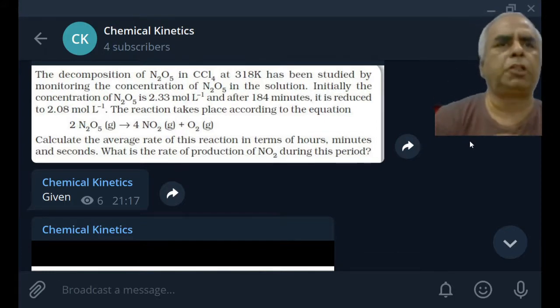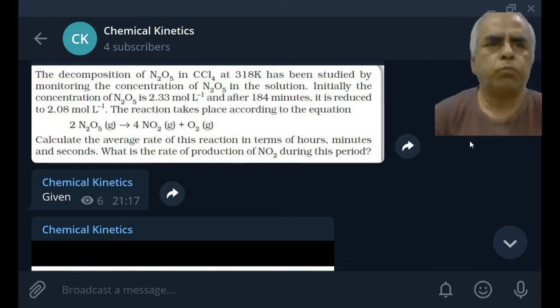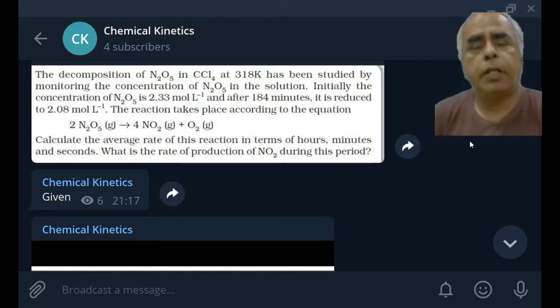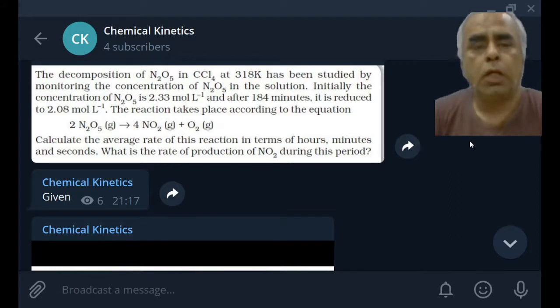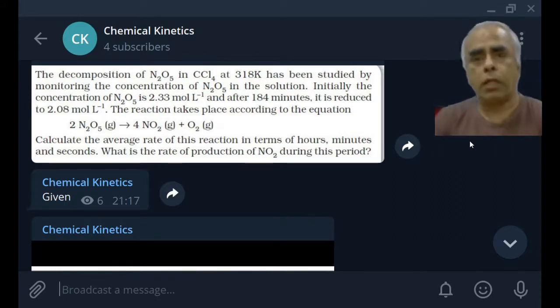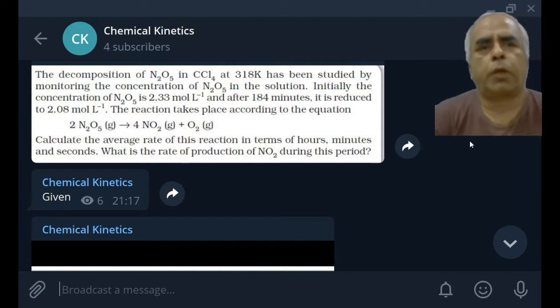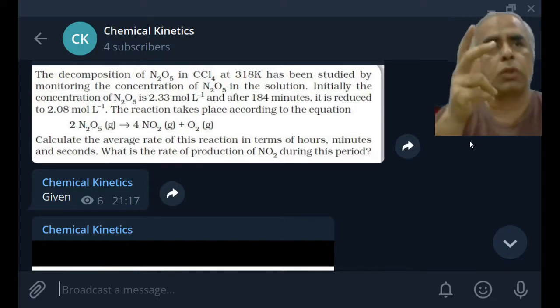So the reaction takes place according to the equation. It is given very clearly. Now, our objective is to find out the average rate of the reaction. So we have to determine the rate of the reaction in terms of hours, minutes, and seconds. Then, what's the rate of production of nitrogen dioxide? So we have to find out the rate of production also.